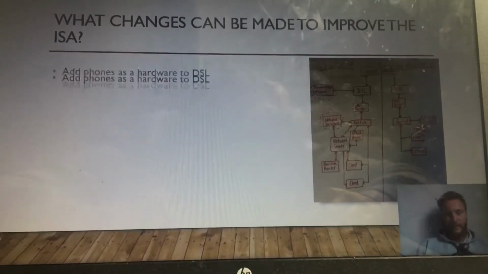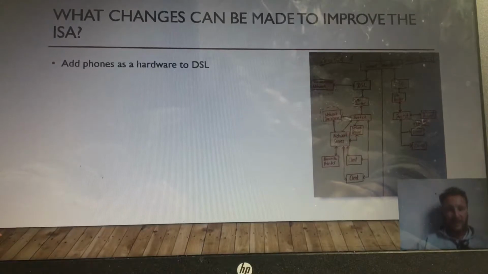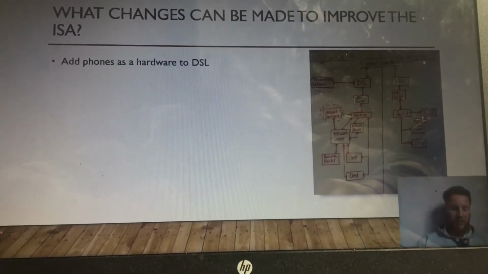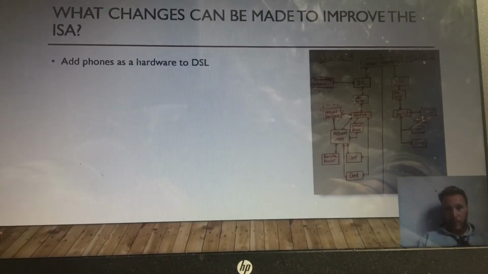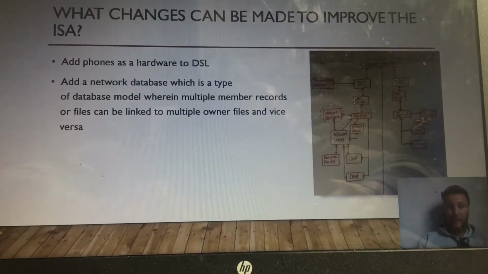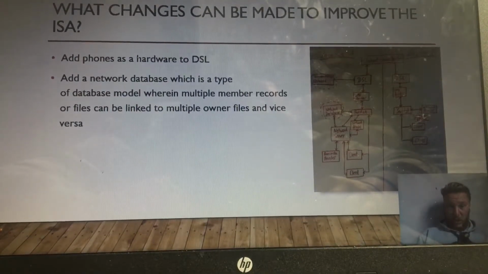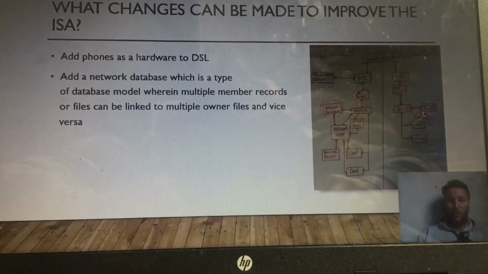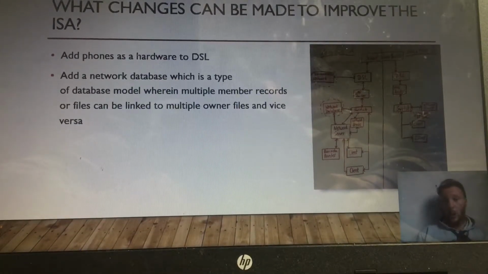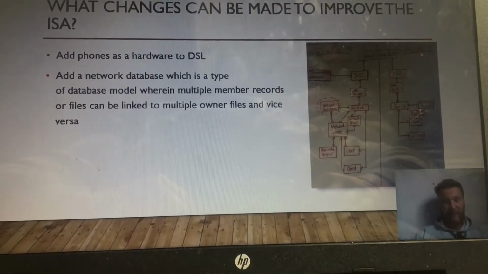But first, the DSL should be connected to phones, which represent hardware. That would be my number one addition. Another addition would be a network database, which is a type of database wherein multiple member records of files can be linked to multiple owner files and vice versa. So basically, other locations can access the data that is saved in location A.